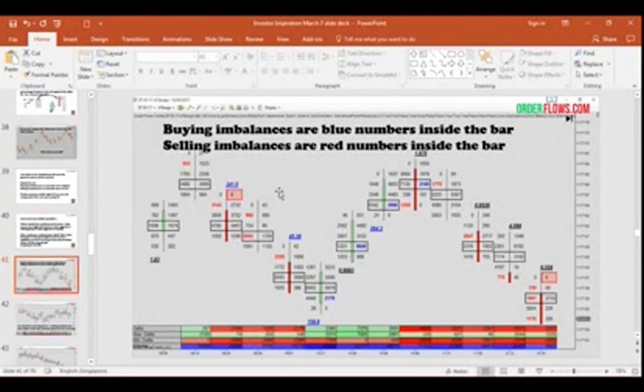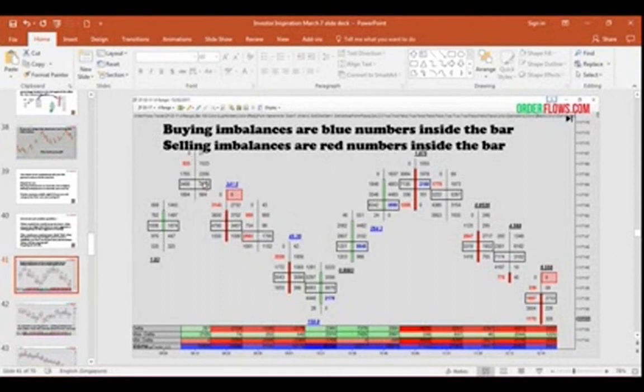So buying imbalances are the blue numbers inside the bar. You can see here blue, blue, blue. Selling imbalances are red numbers inside the bar. Red, red, red. Don't worry about these above or below the bars. That's something else. I won't be talking about that today, but if you go to my website, you can learn everything you want to learn about those.